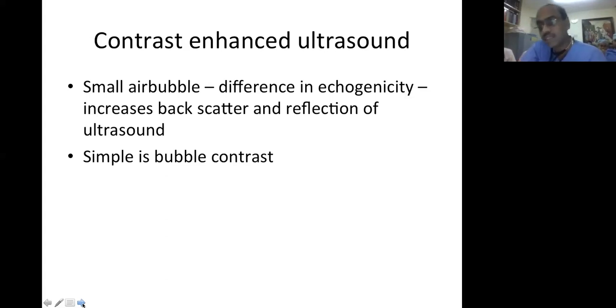Now then, why can't I inject an air bubble itself? Air bubbles are not stable. It expands, contracts, and it will break. That's it. Over. You would have seen children playing with small soap bubbles at the beach or in melas and all. They will blow a small tube of a soap bubble. The bubble will become very big. They just go and touch it, it will break. So they are not stable. So it needs to be stable also. If it needs to be stable, then we need to have some mechanism. With a small air bubble, the difference in echogenicity increases the backscatter and reflection of the ultrasound. So the basic principle of contrast ultrasound is that the backscatter from the bubble is increased.